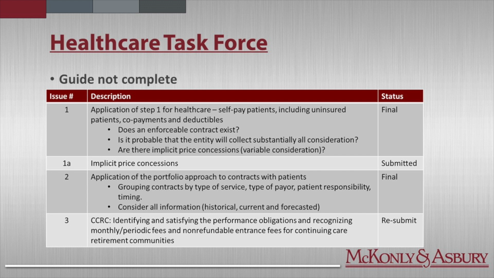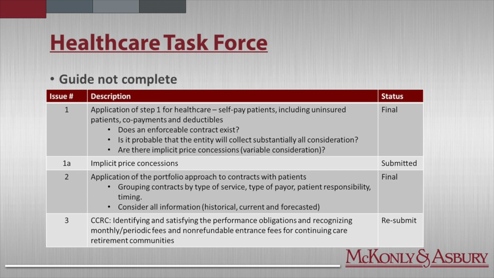The second step in this one that they talked about of, is it probable that the entity will collect substantially all consideration? So, and this is all consideration that they would expect to be paid. So those of you in healthcare know you have gross rates, and then a lot of times you write them down through a contractual allowance. So what is the amount that you would expect to be paid for that service? And then are there implicit price considerations?